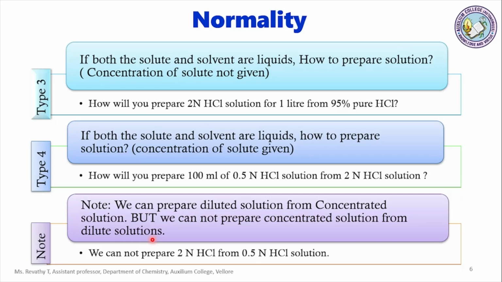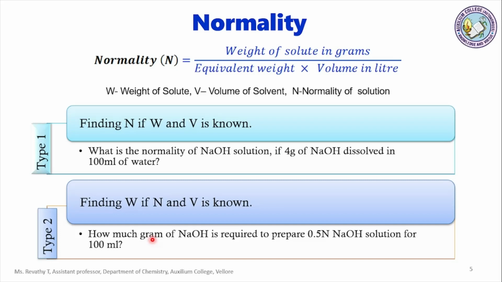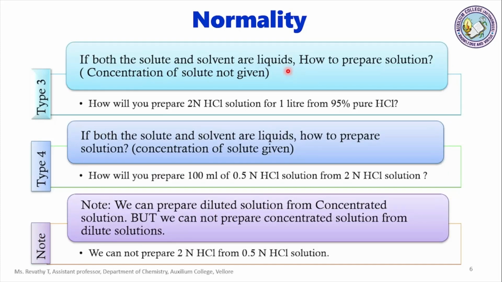Remember, in type 1 and type 2 applications, we have seen solute in the solid phase and solvent in the liquid phase. So, we use the formula W by EV. Moving forward, we are going to see how to prepare particular normality of solution if both solute and solvent are in liquid phase. Since solute is also in the liquid phase, we must not weigh it to find W. Then, what is the method to find the amount of solute? That is going to be our type 3 application.